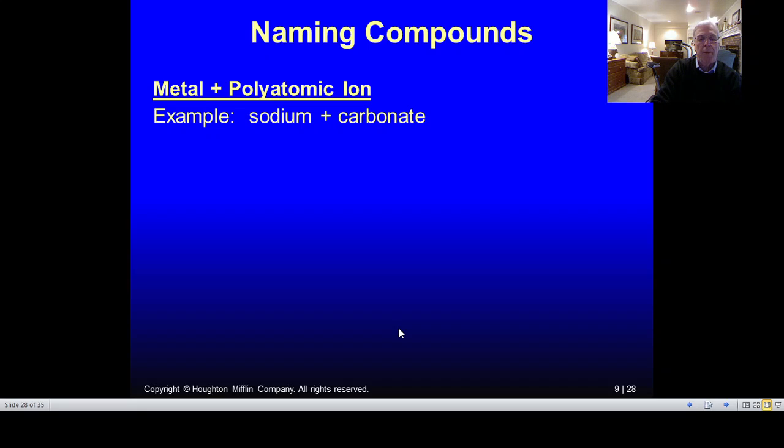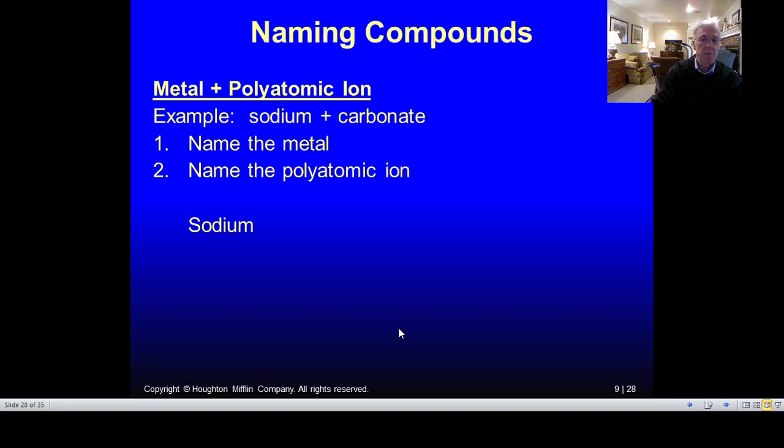Now, a third class of compounds that you'll see often is when we have a metal that combines with a polyatomic ion, something like carbonate. You have a list of polyatomic ions that I have given you or will give you soon. So if we had the metal sodium combining with the polyatomic ion carbonate, the way we would name this is we'd name the metal, we would name the polyatomic ion, and then we would be finished. So for example, sodium plus carbonate, the name is sodium carbonate.